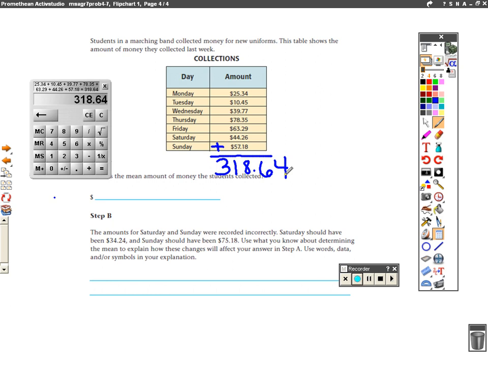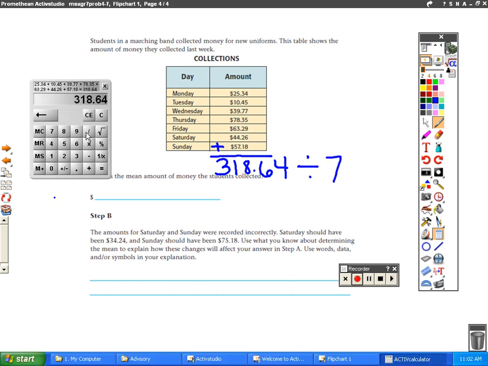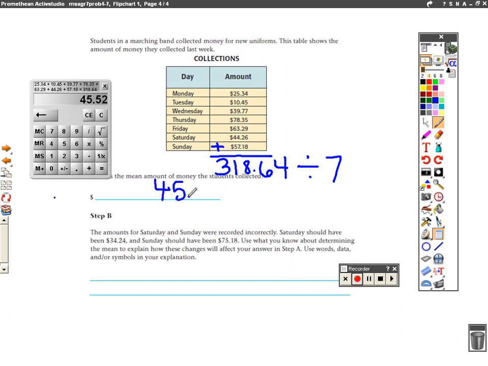No, mean is if I took it and all things were equal on all 7 days. So I have to split this over 7 days so that they have an equal portion. So I'm going to divide this by 7, and I get $45.52. The amounts for Saturday and Sunday were recorded incorrectly. Saturday should have been $34.24, and Sunday should have been $75.18.